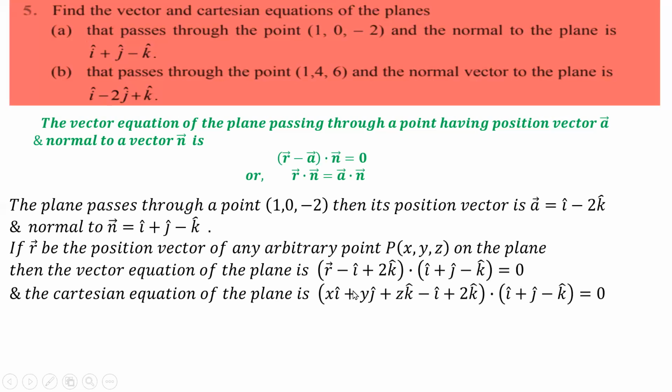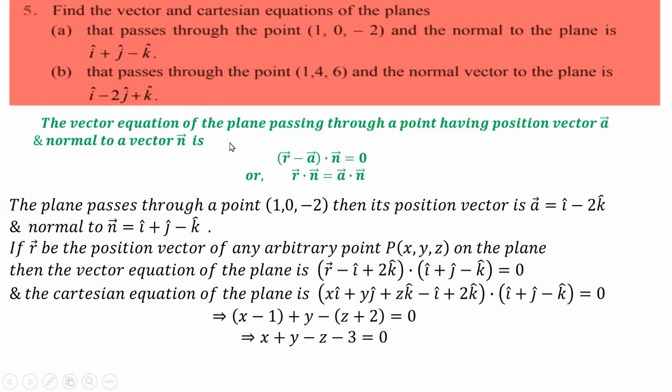Now if we find the dot product, it will be (x minus 1) into 1 plus y into 1 minus 1 into (z plus 2). So x minus 1 plus y minus z minus 2 equals 0. So ultimately x plus y minus z minus 3 equals 0. So this is the equation of the plane passing through the point (1, 0, minus 2) and normal to the vector i cap plus j cap minus k cap.